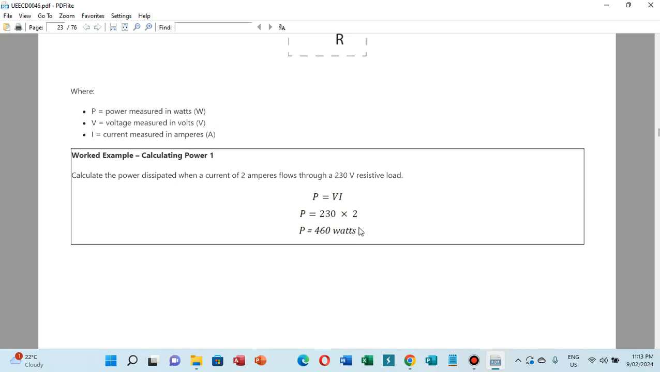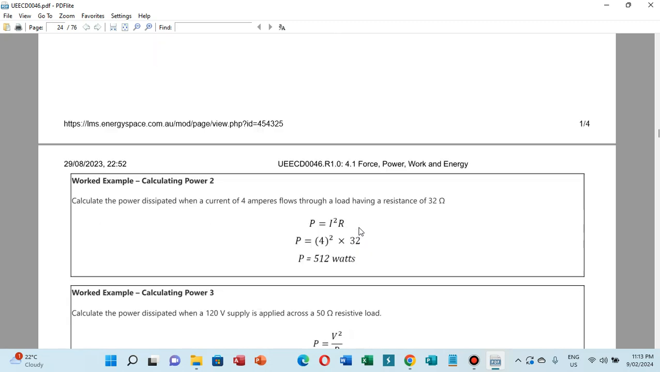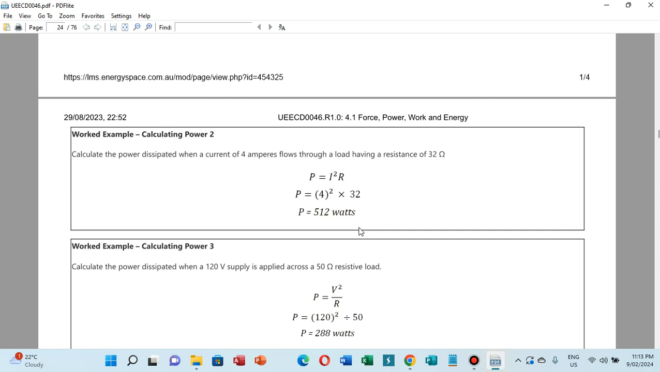Similarly, we also calculate the power using P equal to I square R. In this case, if you know the current I is 4 ampere and the resistance is 32 ohm, then the power is 512 watts.